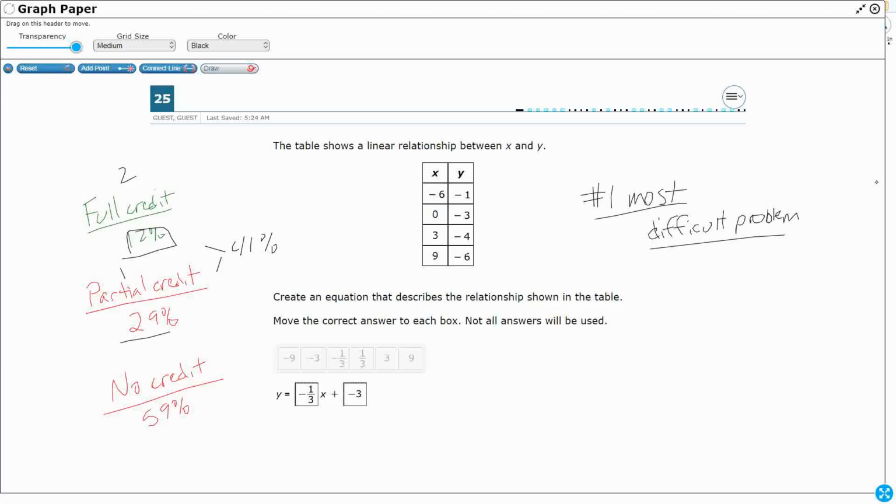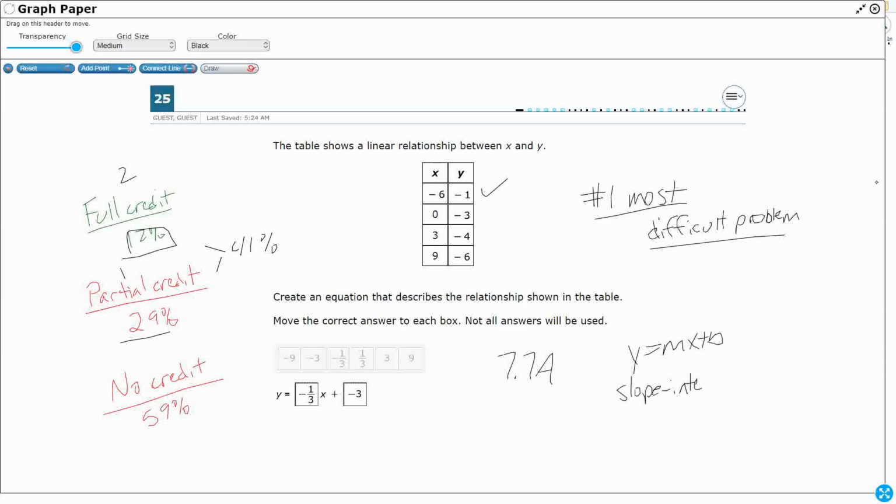What made this so difficult? Well, the drag and drop didn't help. But quite honestly, if we look at our standard, remember this is standard 7.7a. 7.7a does talk about representing linear relationships using verbal descriptions, tables, which is what we have here, graphs, and equations that simplify to the form y equals mx plus b. So we'll call this the slope-intercept form.